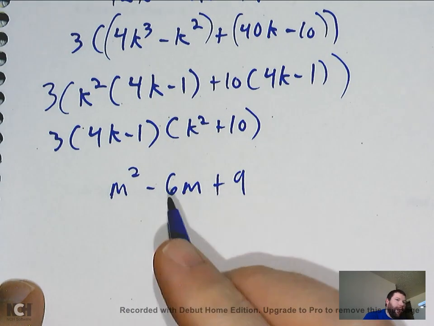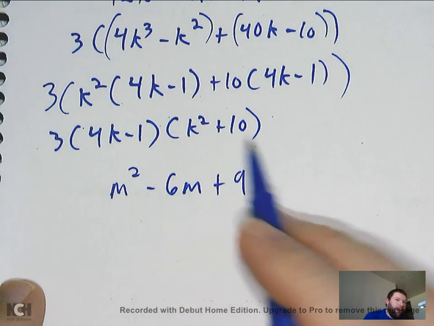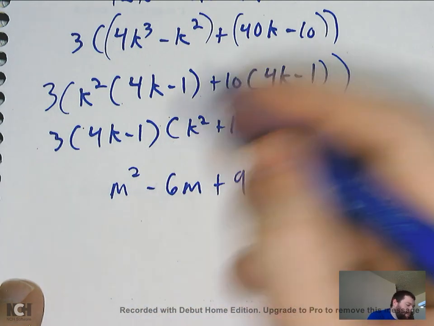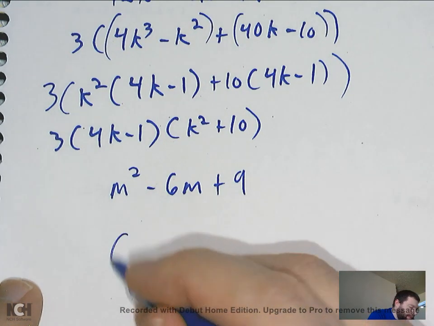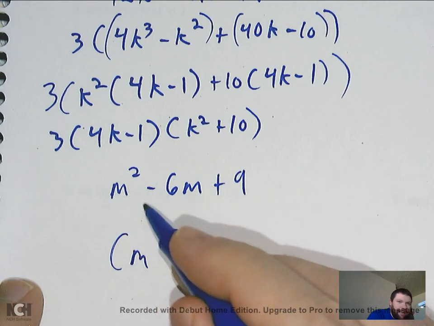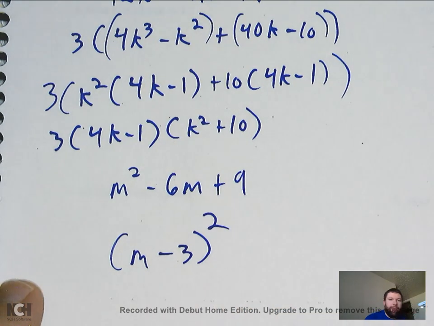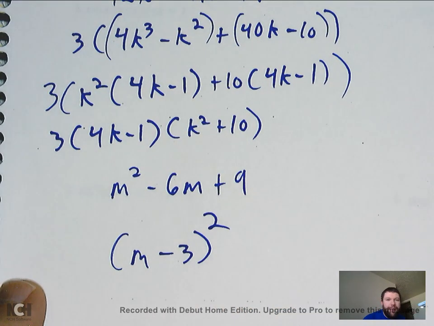squared. And basically, I take the square root of c, and I take the square root of the a, m squared, so that would just be m. And then I apply the sign of the middle term, so m minus 3 squared would be my answer. And that's it. That's factoring.